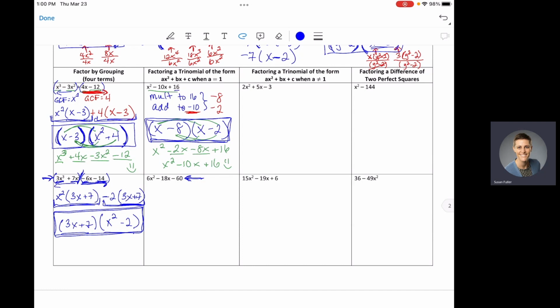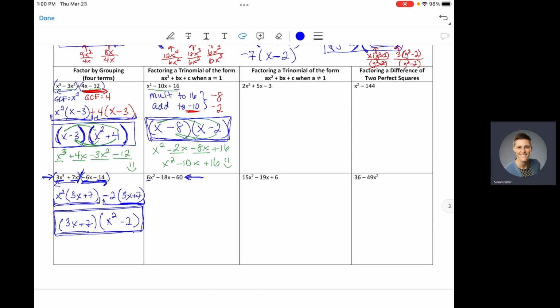Your first line of defense: see if there's anything that comes out of everything. So 6, 18, 60, is there a number that divides all three of those? Yes, a 6 will come out of all of those. And there's no variable here, which means we're not going to have a variable with this, but a 6 does come out of everything here. So when we take a 6 out, we're going to get x squared minus 18x divided by 6 is 3x, minus 60 divided by 6 is 10.